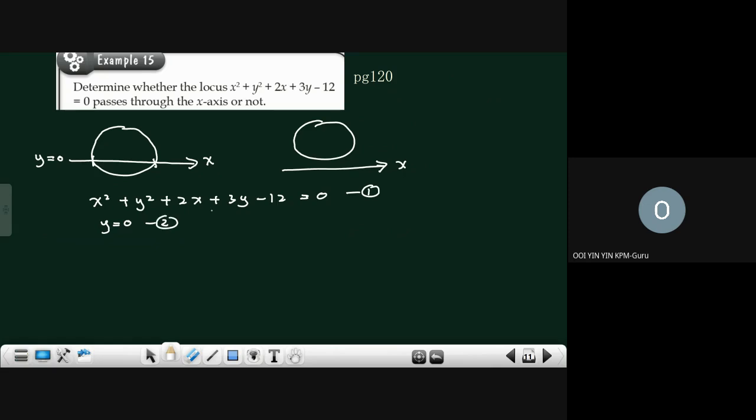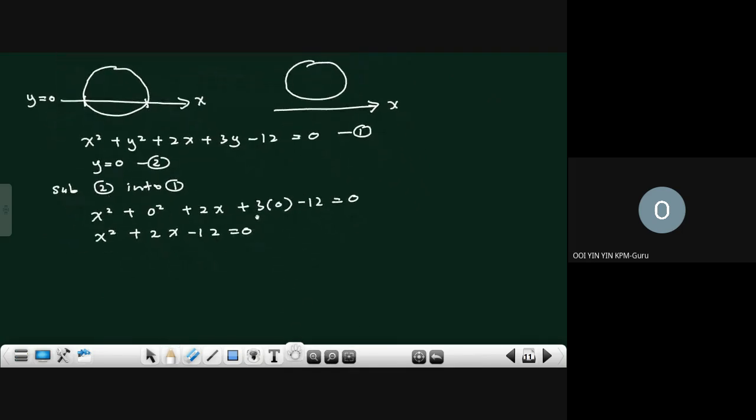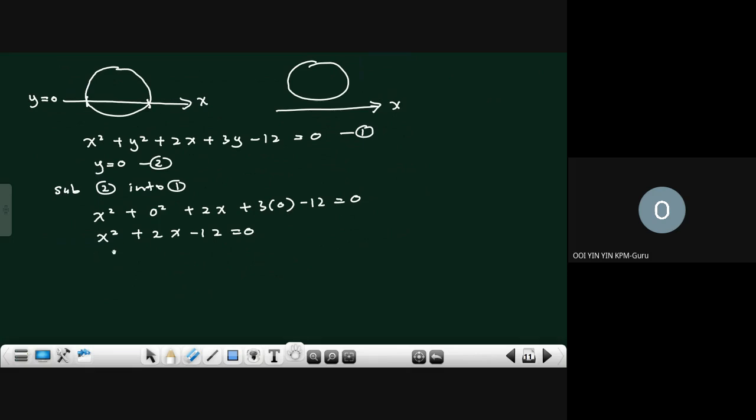Yeah, there will be questions like this. And then what you do now, you substitute your 2 into 1. That means y equals 0 is substituted in your first equation. So wherever you have y, please substitute with 0. So 0 squared here, and then 2x, and then 3 times y, which is also 0 here, and then minus 12 equals 0. See what you get from here. You get x squared plus 2x minus 12 equals 0. Up to this point, you see your equation becomes a quadratic equation.